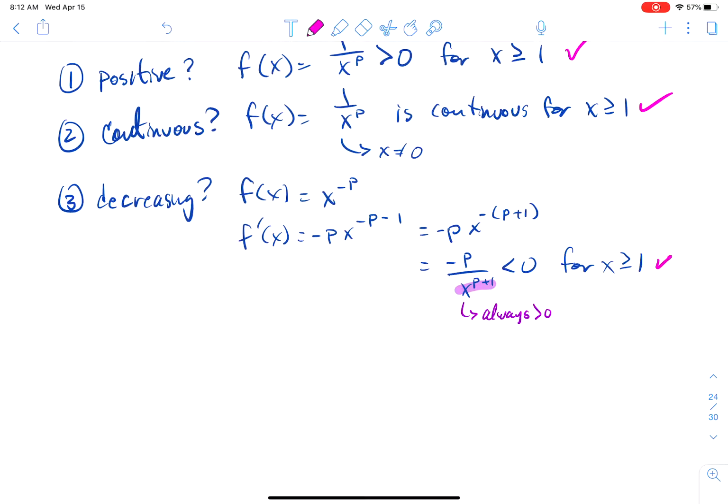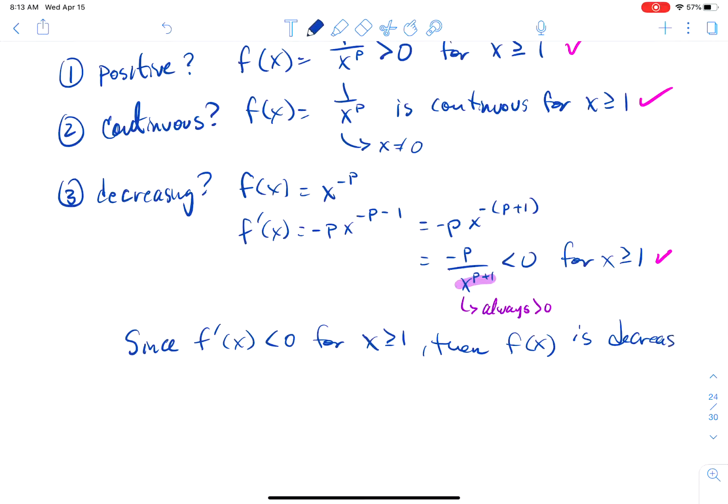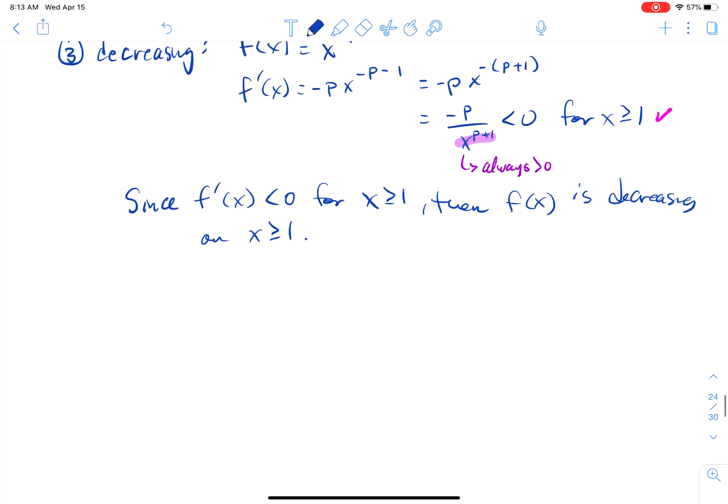I think this is missing something. Oh, wait. I have not stated that it's decreasing. All I said was its first derivative is negative. So since f prime of x is less than 0 for x is greater than or equal to 0, then f of x is decreasing on that same interval. Okay, there we go. Now we can apply the actual integral test.